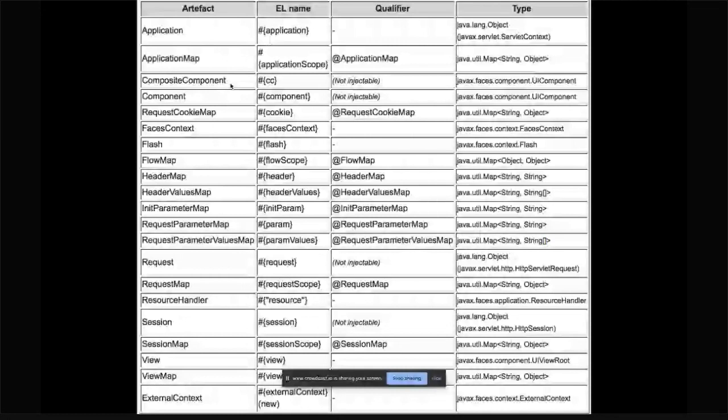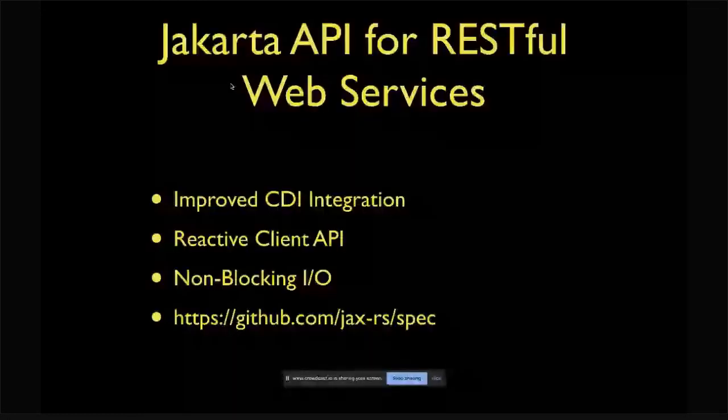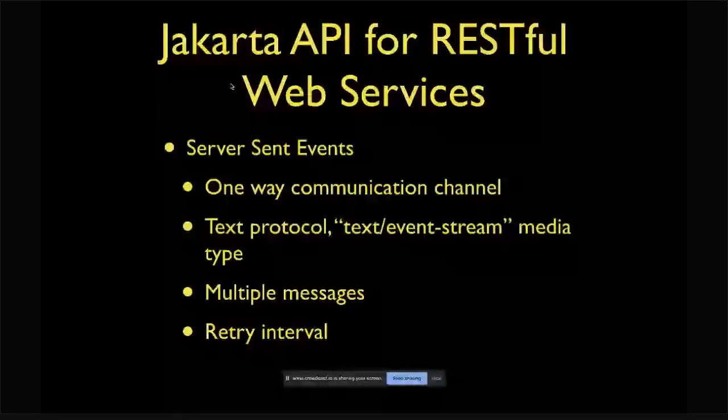Let's take a look at another one of the specs that I'm going to show you a little bit about today, and that's the Jakarta API for RESTful Web Services, or JAX-RS, as it's commonly been known. Some of the new features were improved CDI integration, a reactive client API, and non-blocking I/O. These were some of the newer features that were released as part of Java EE 8, so therefore they're part of Jakarta EE 8. Server-sent events are part of this spec now, and they include the ability to create a one-way communication channel. Basically, it will allow you to blast messages from the server to many different clients.